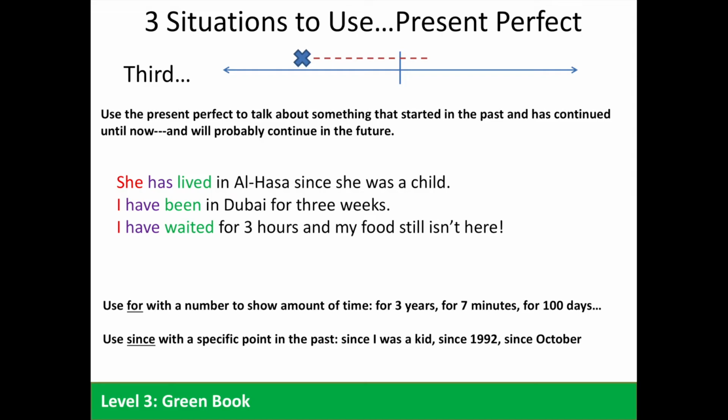You'll also have to remember that we use "for" with a number to show the amount of time. So for 3 years, for 7 minutes, for 100 days. And we use "since" with a specific point in the past. So since I was a kid, since 1992, or since October. Take a moment to pause the video. Again, practice writing a few more sentences.